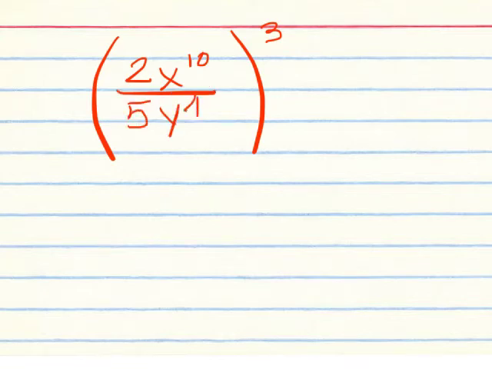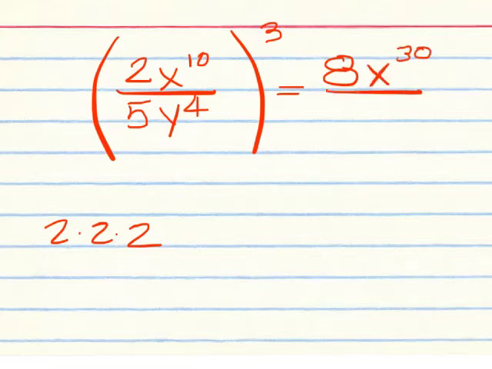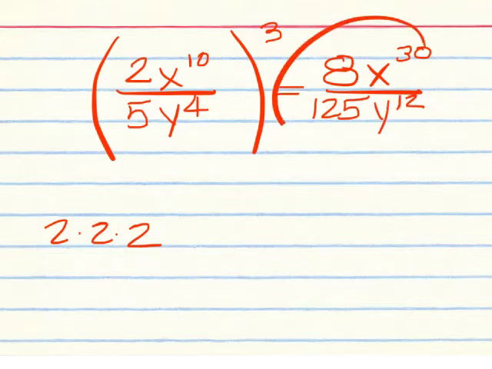The quantity cubed of 2x to the 10th over 5y to the fourth. 2 to the third power is what? 8. Yes, 8. That comes from 2 times 2 times 2. And then x to the 10th to the third is what? X to the 30th. On the bottom, what's 5 to the third? 125. And then y to the fourth to the third. Y to the 12th. This is it.